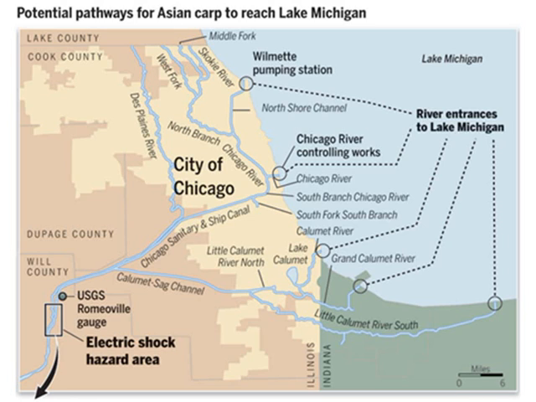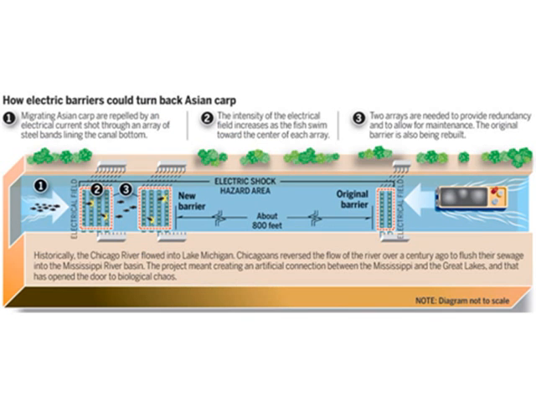So this map is showing you areas of the Chicago River where you can have potential entry points for the carp to enter Lake Michigan, and from there to get a foothold into the Great Lakes. I'd also like to point out on the bottom left-hand corner, the area that's labeled electric shock hazard area. That's where the electric barriers have been set up by the U.S. Army Corps of Engineers. And we're going to take a little closer look at what those barriers look like on the next slide. This is a section of the Chicago River where several electrical barriers have been set up to try to repel carp to make sure they don't migrate into the Great Lakes.